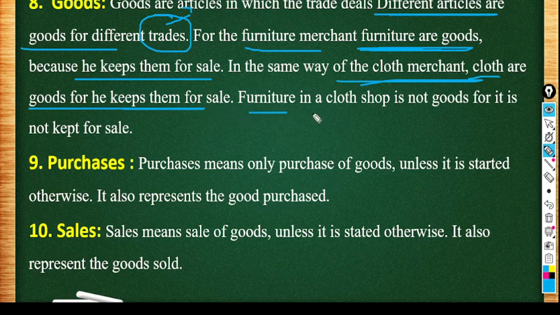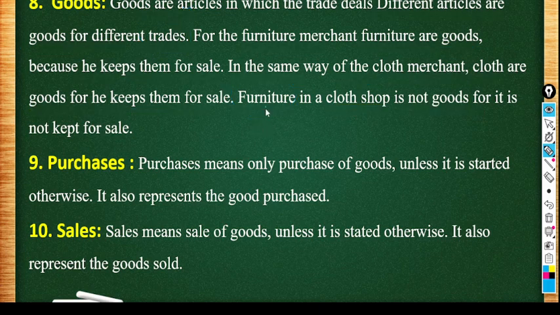For furniture in the cloth shop, that furniture is an asset. Furniture is an asset for the shop, and cloth is goods. For cloth, it is not kept as goods for keeping. In simple words, furniture in the cloth shop is not goods, as it is kept not for sale. Okay. The next one, purchase.